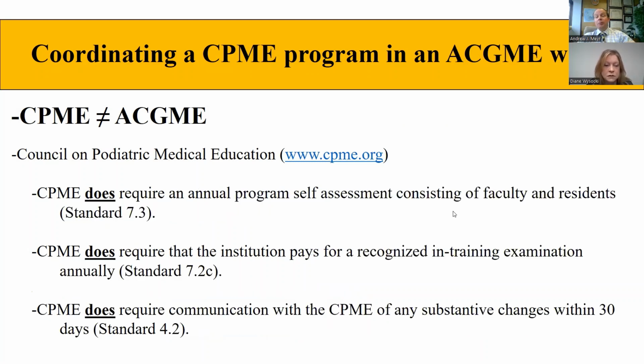Some things that the CPME does require that might be a little bit different than ACGME is, like we just mentioned, that annual program self-assessment. That's something that ACGME programs do as well. It's something that the CPME takes very seriously. Every year, there needs to be a meeting that takes place with the program director, program faculty, and residents where the program is assessed. And there's information on specifically what needs to be done in there.